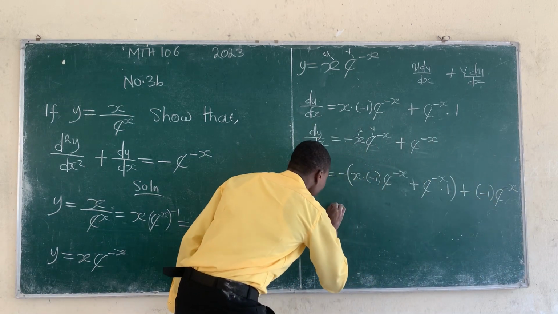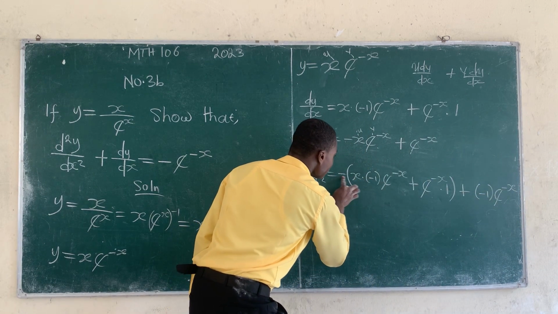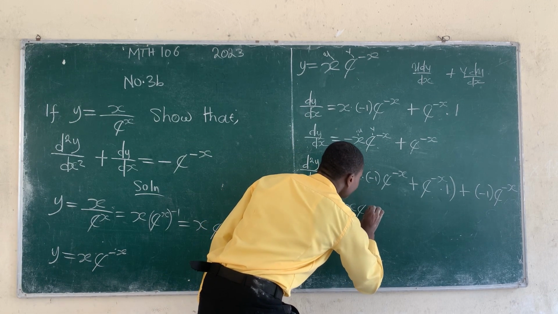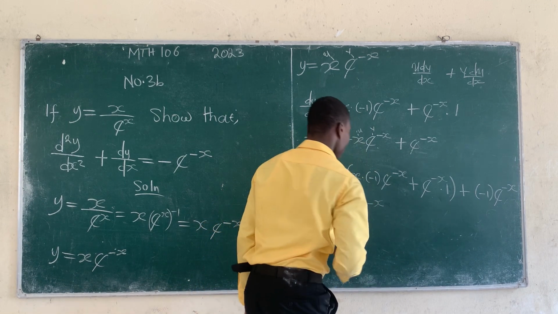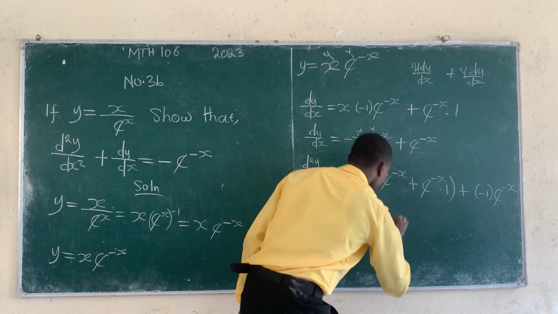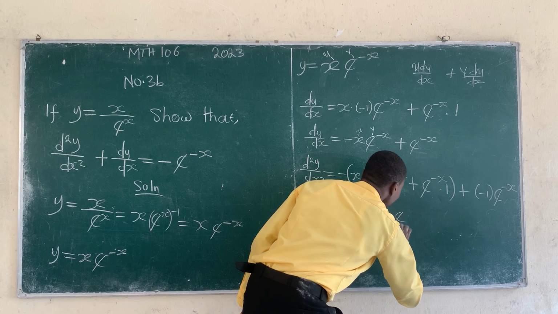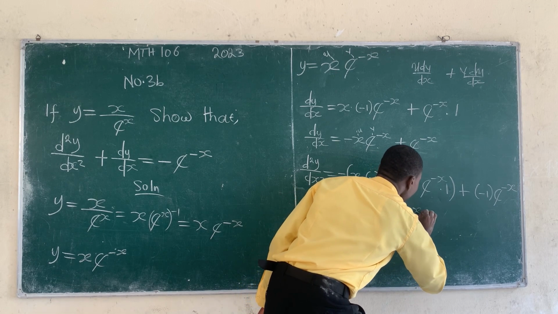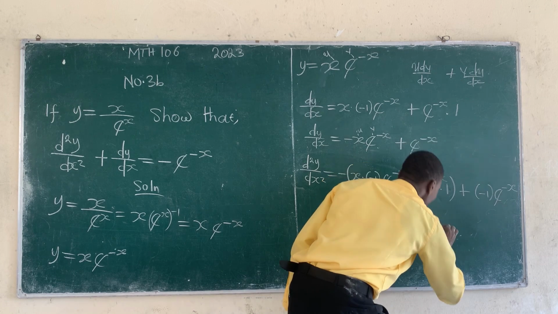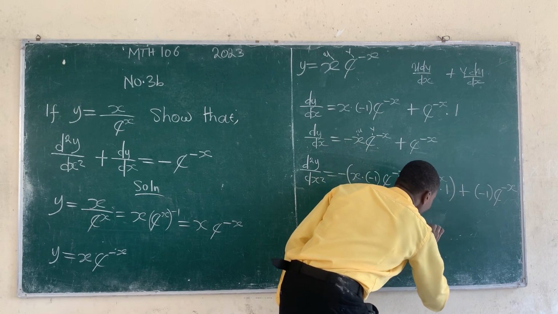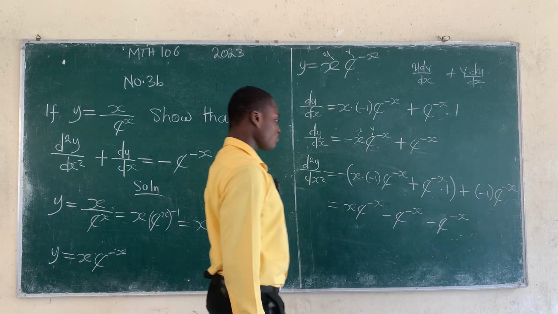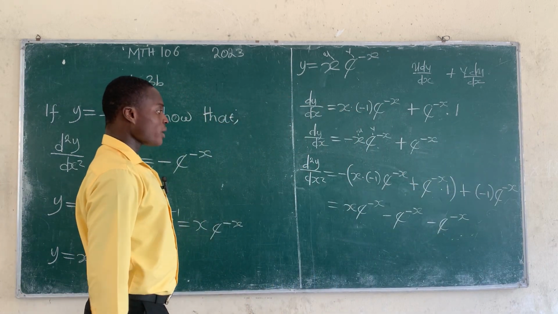So let's evaluate and see what we have. Minus times minus will give us plus, so we have x exponential minus x. Then minus times plus will give us minus exponential minus x. Then plus minus times this will give us minus exponential minus x. So that is what we have.